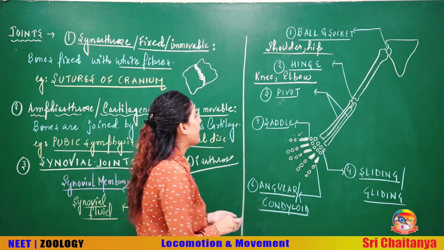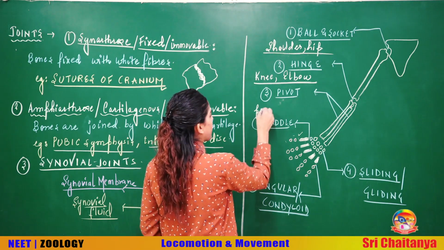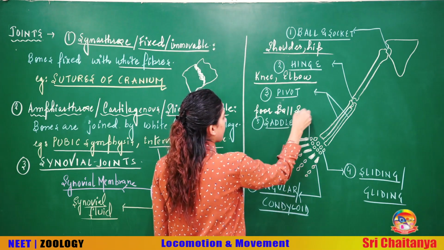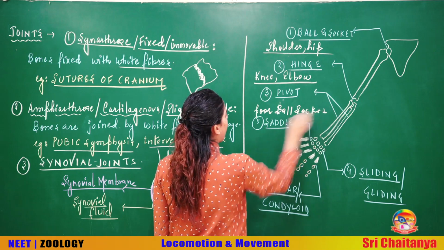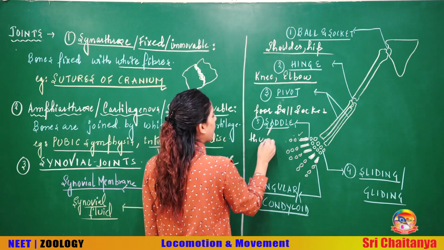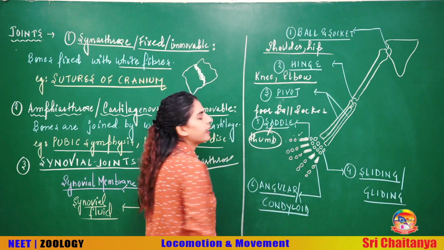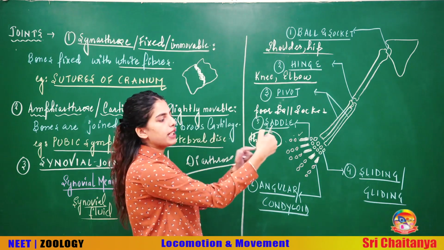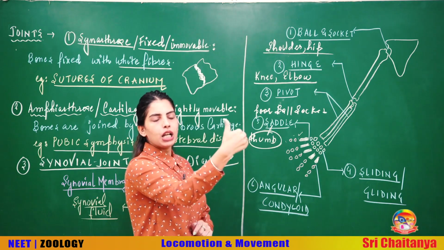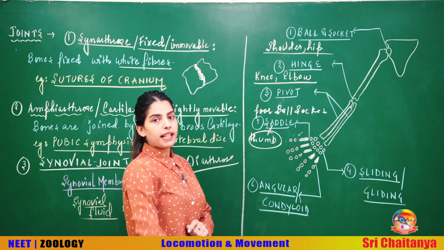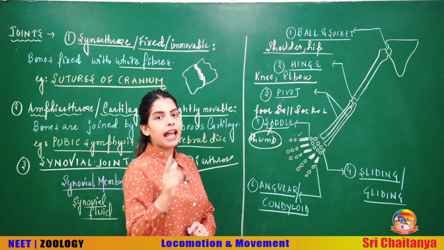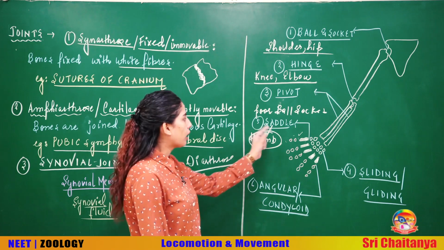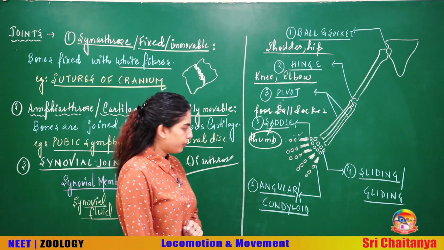Saddle joint is a kind of poor ball and socket that is present only in the thumb. Remember this one. In the thumb, can you see the rotation is taking place from here. So the saddle joint is present between the carpal and metacarpal of your thumb. That's the saddle joint.